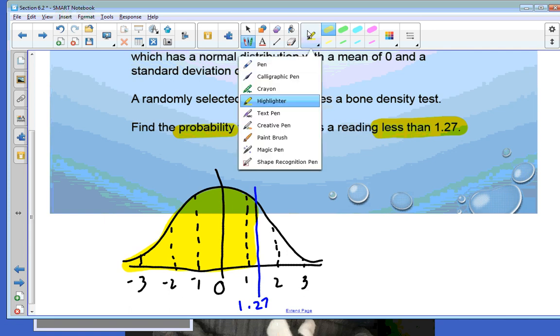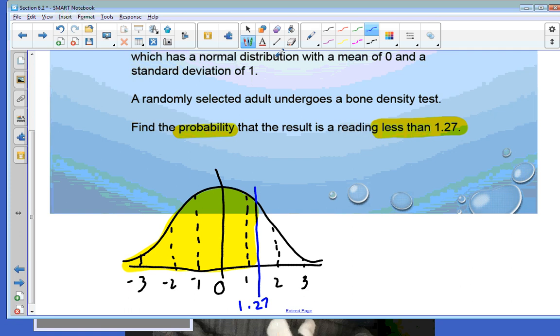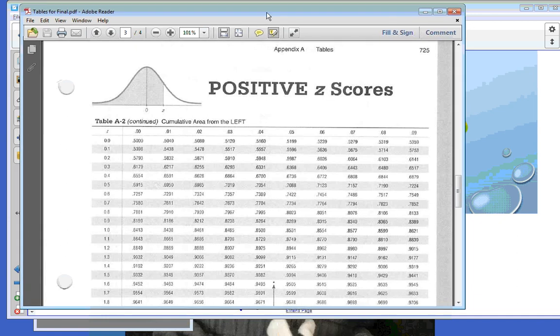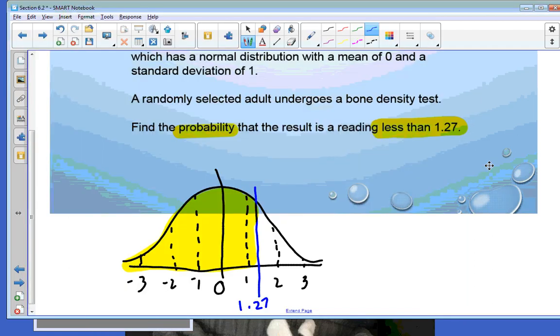So this is where we use our chart or we use the table or a calculator. So pulling up our chart, it is a positive z-score. The positive z-score is 1.27, so I'm going to go down my column here of 1.2. I'm going to come to 1.2. Then I'm going to come all the way over on that line till I get to 7. So it should be 1.27, which is 0.8980.